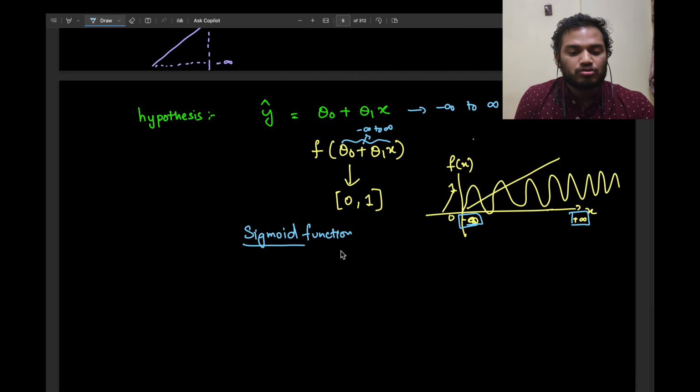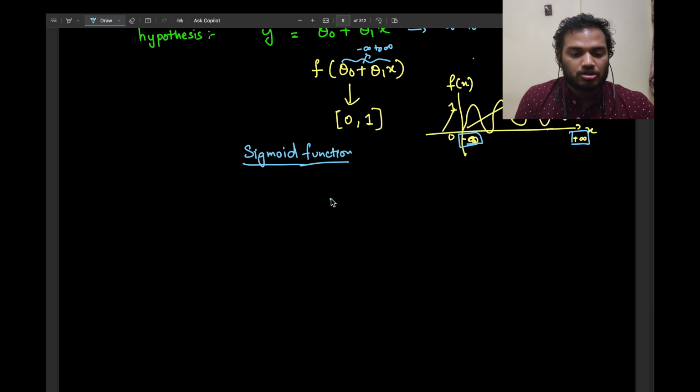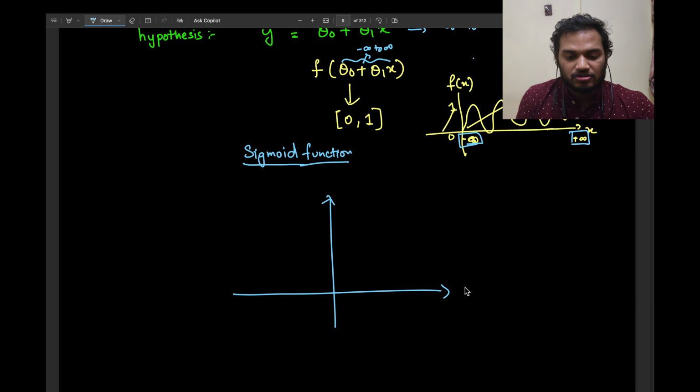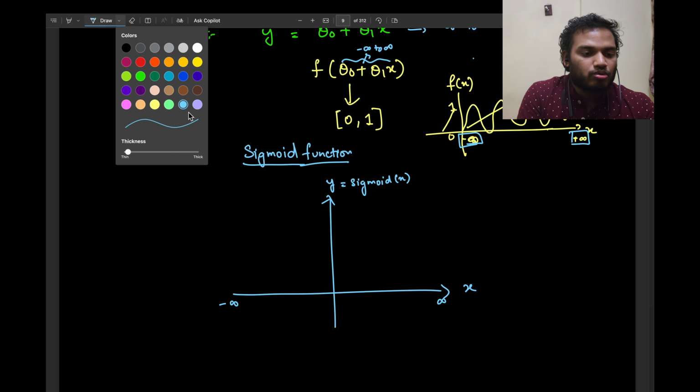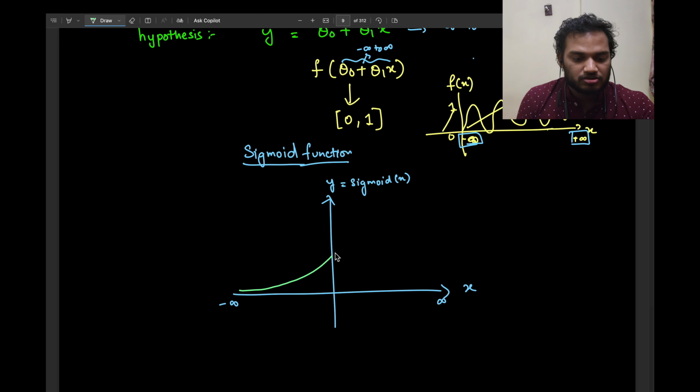Let's try to see the graph of the sigmoid function. Let's say this is x and this is y, and x can be anything from minus infinite to plus infinite, and y is nothing but sigmoid of x. The corresponding graph of sigmoid of x will look something like this. Here, if you observe, this is 1 and this is 0. This curve is not crossing 1 at any point in time, and it is also not crossing 0 at any point in time. So our output will be between 0 and 1.